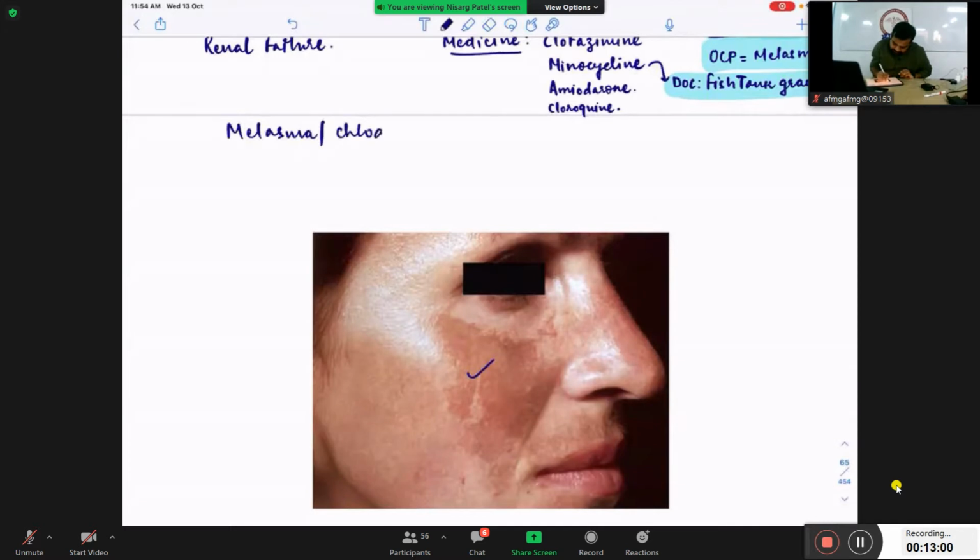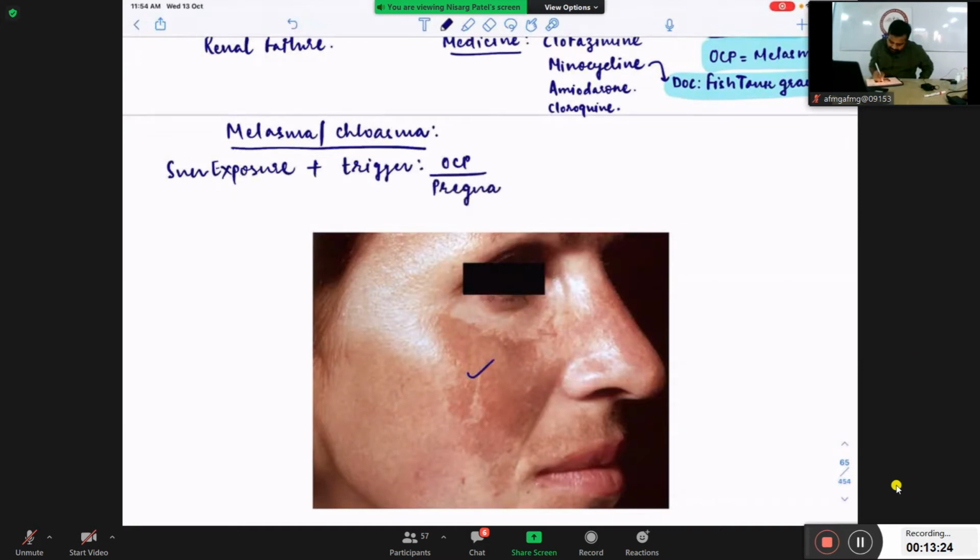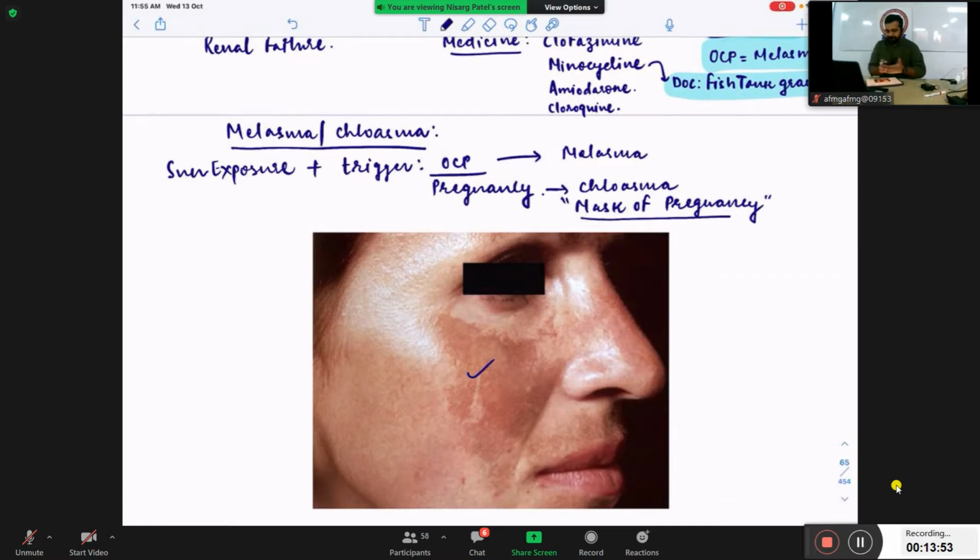Melasma or chloasma. So what happens? Due to sun exposure, when this patient has sun exposure, plus there are trigger factors, which are oral contraceptive pills, or either the patient is pregnant, this is known as melasma. Another name is the mask of pregnancy.